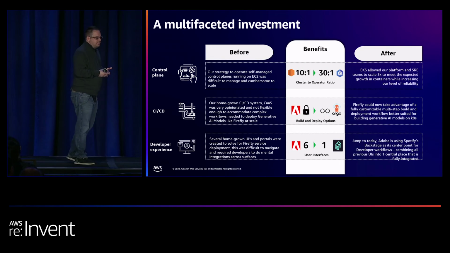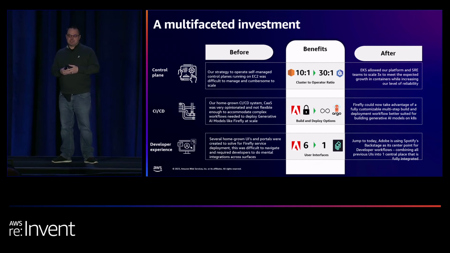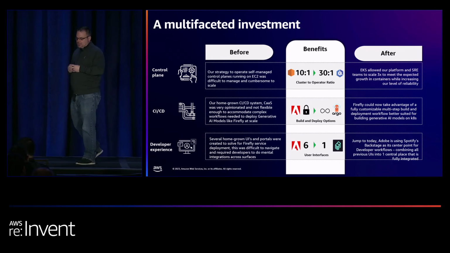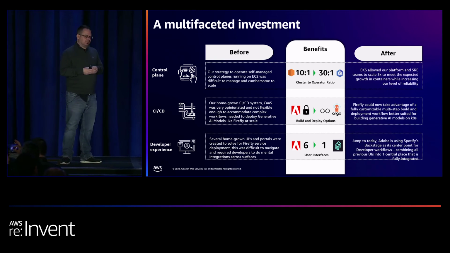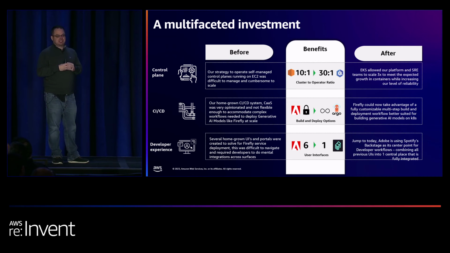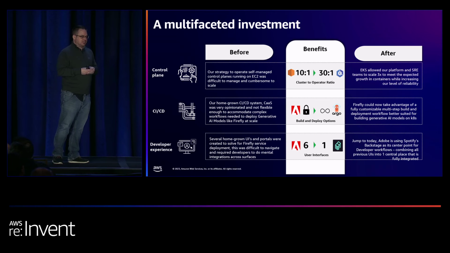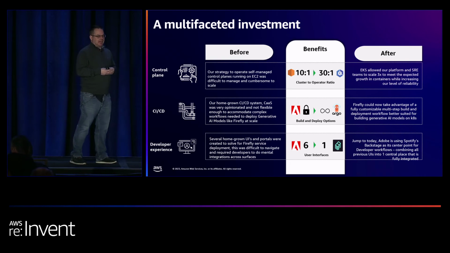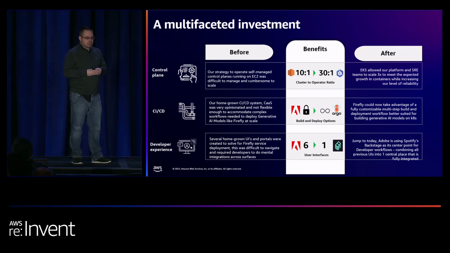So where is Adobe investing, and what are those returns on those investments? The first metric that I look at my level is our cluster to operator ratio. Simply, how much labor does it take for us to manage the infrastructure that we deploy? I'm happy to say that as we've moved to EKS, we've driven that number from a 10-to-1 ratio to over 30-to-1.